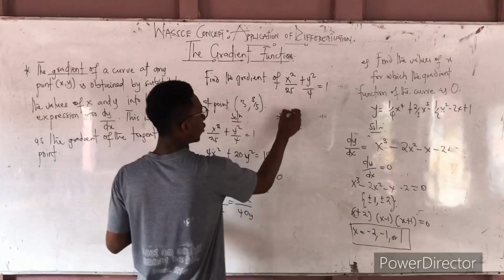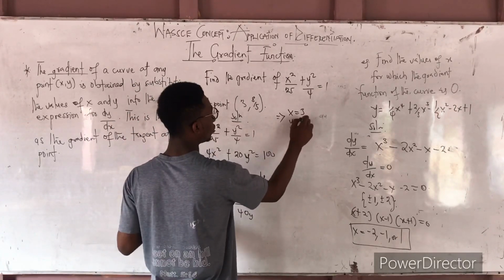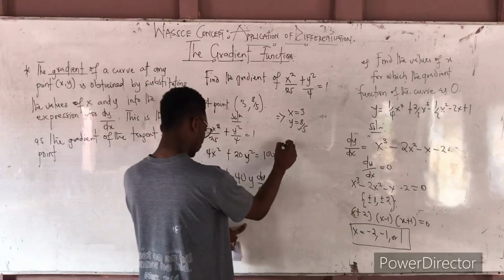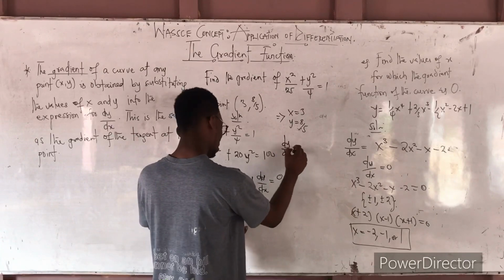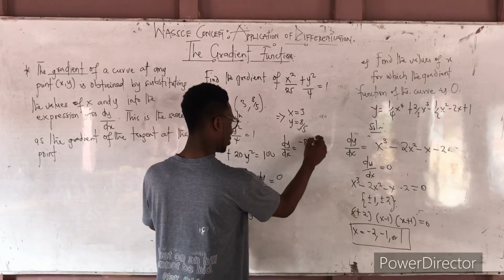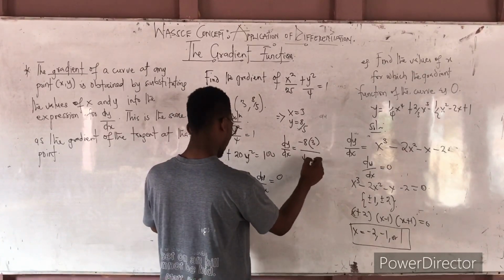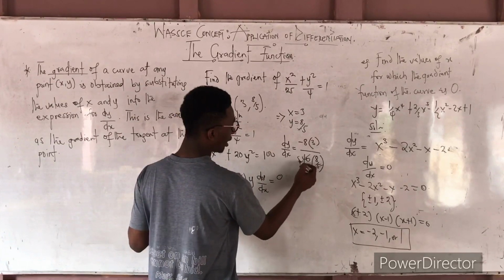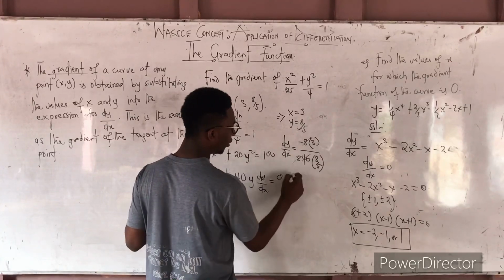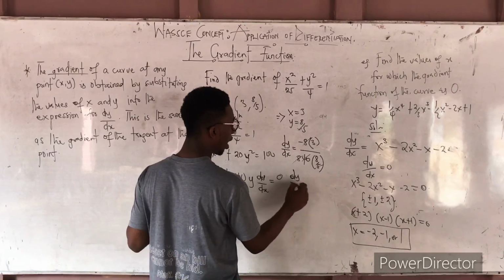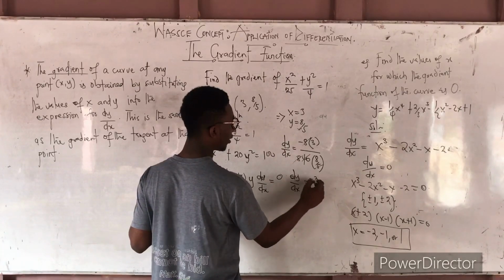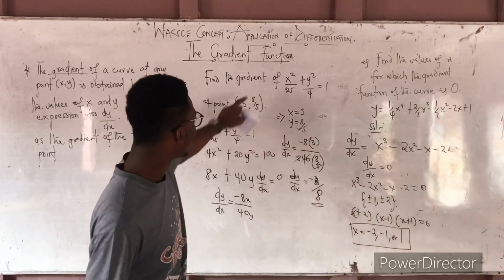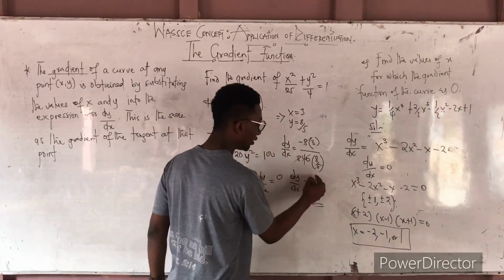Okay. So now it says you should find the gradient at this point. That means x is equal to 3 and y is equal to 8 on 5. So you put the x value and the y value there. You get dy/dx is equal to negative 8 times 3 divided by 40 times 8 on 5. So 5 goes here 1, 5 goes here 8. This 8 can take this 8 away. So in short, you're getting dy/dx as negative 3 on 8. And this becomes the gradient of this particular function. So it's negative 3 on 8.